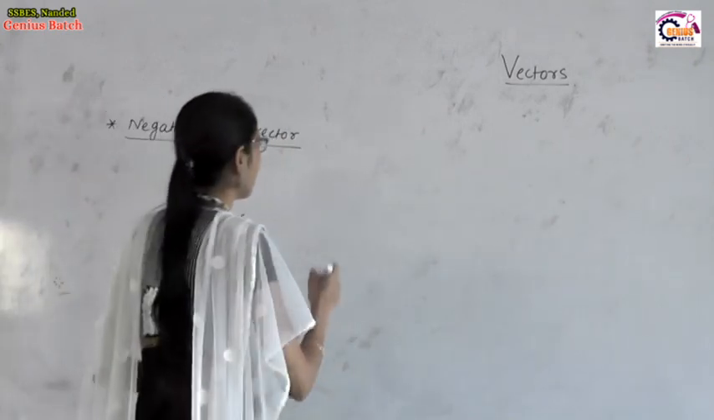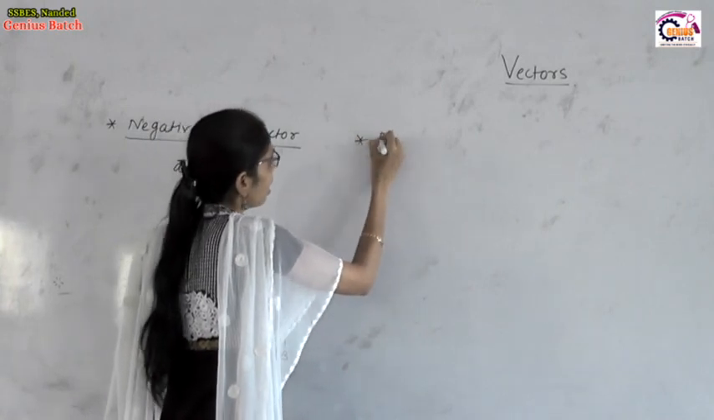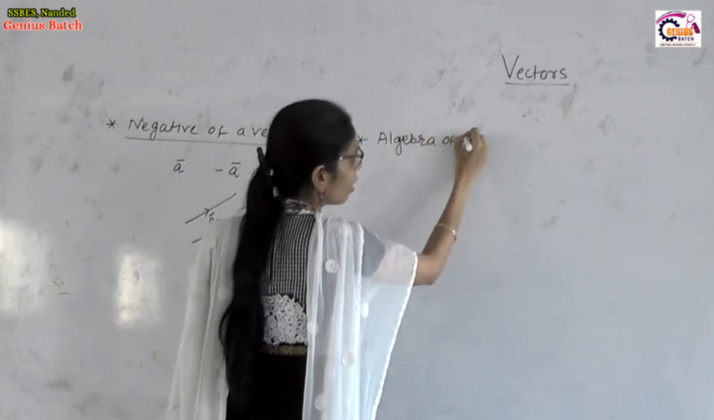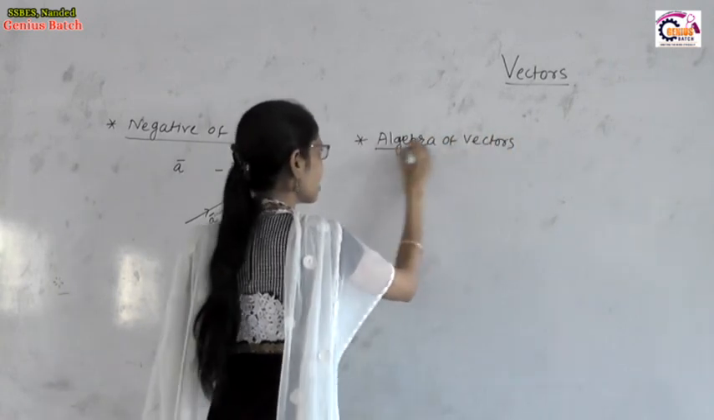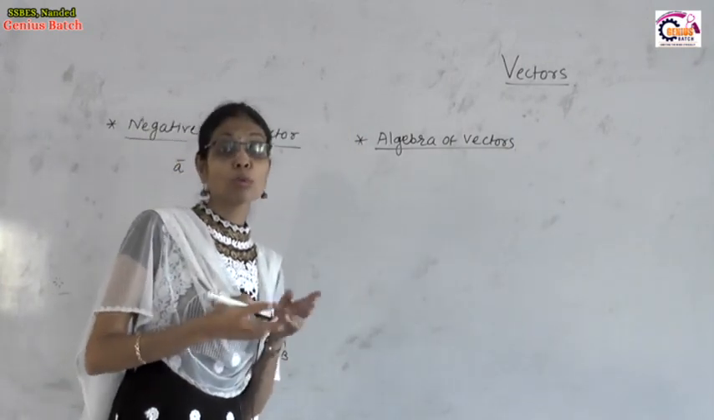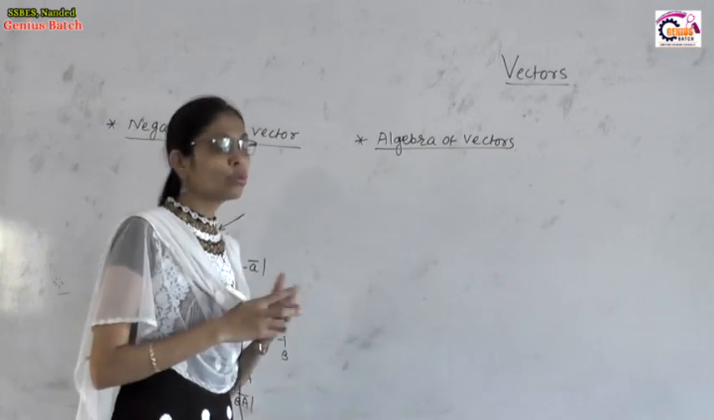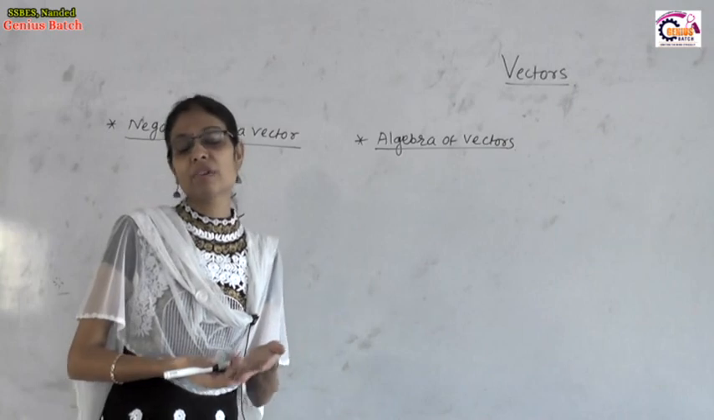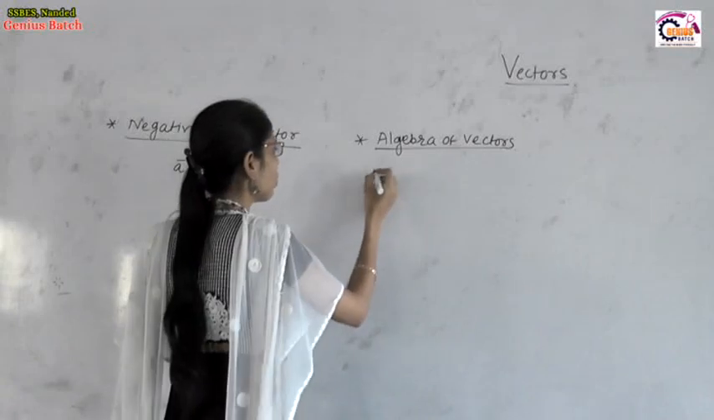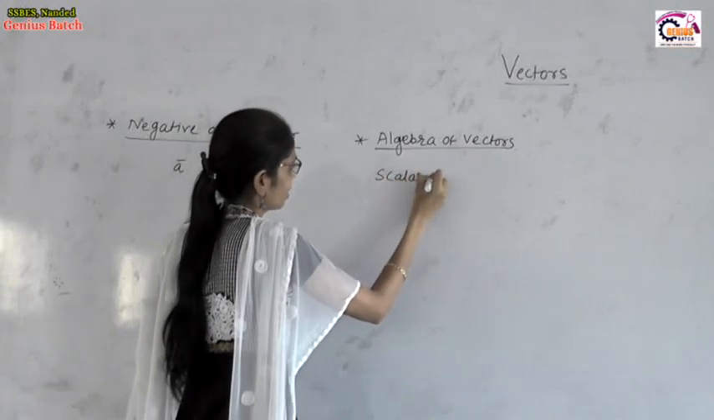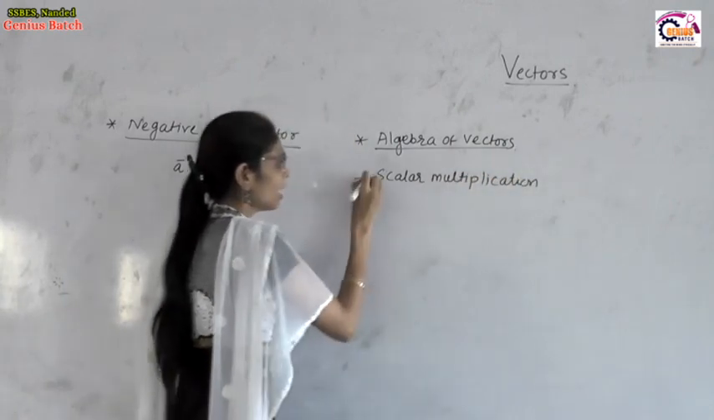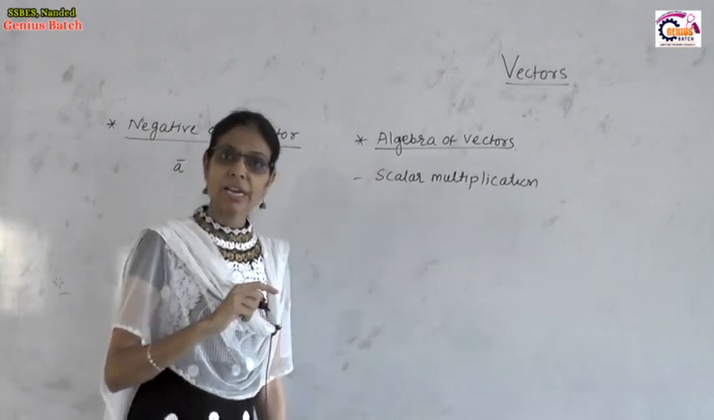Now the next point we are going to discuss is algebra of vectors. Vectors in detail we have defined and discussed. So now we'll see how to add two vectors, how to subtract two vectors, and how to multiply a vector by a scalar. So in algebra of vectors, we'll first see what is scalar multiplication. Scalar multiplication means multiplying a vector by a scalar.